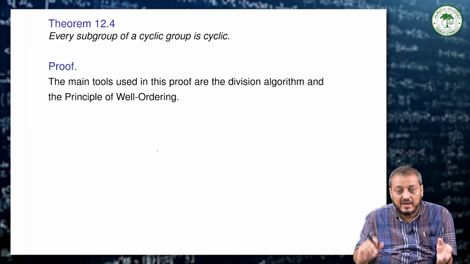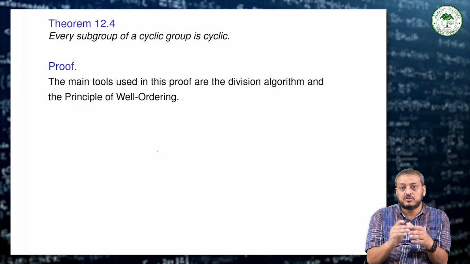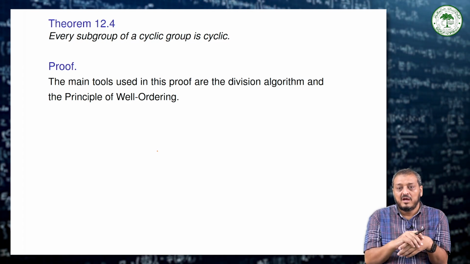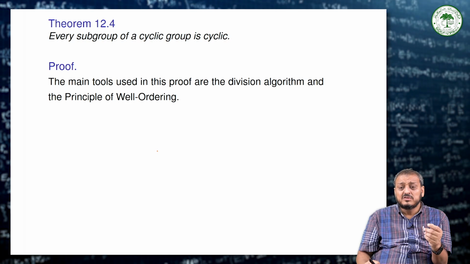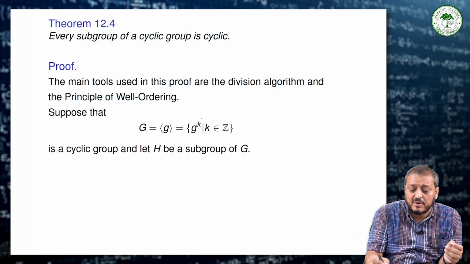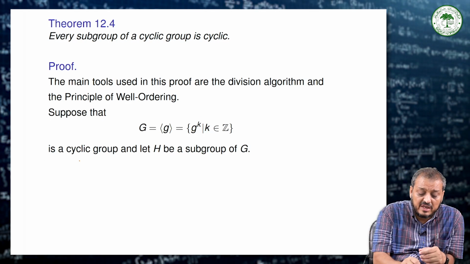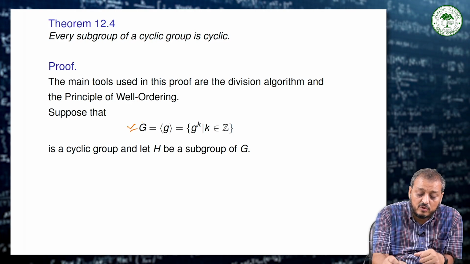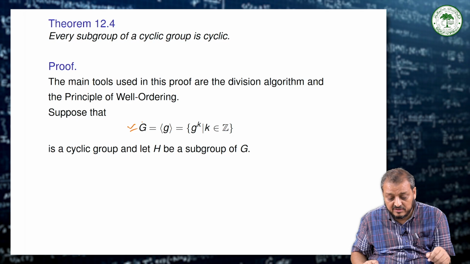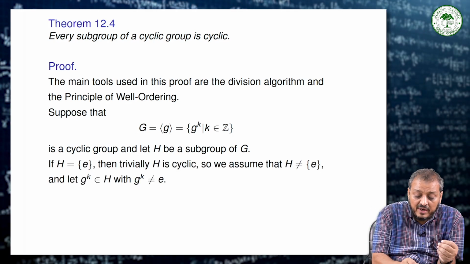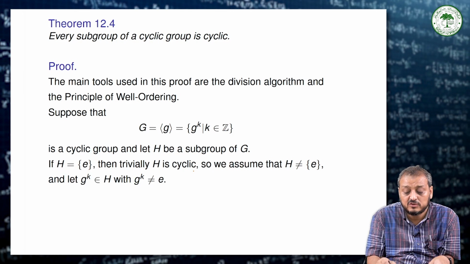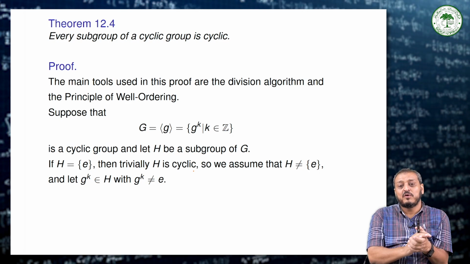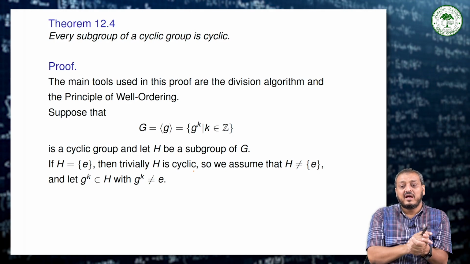We prove this theorem by using the division algorithm and the well-ordering principle. So we suppose G is equal to the cyclic group generated by g, where g to the power k, for some integer k, is an element, and let H be a subgroup of G. If H is equal to the identity, then trivially H is cyclic, and the result is proved.